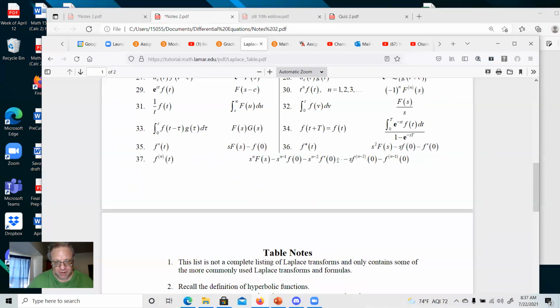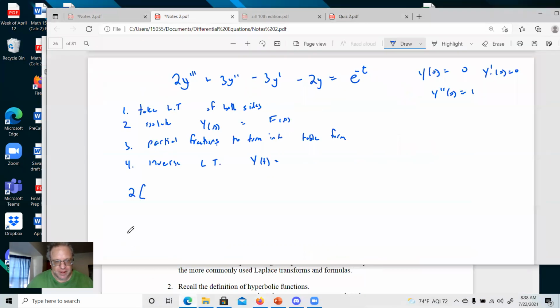So this is s to the n F of s minus s to the n minus 1. So we go down a power of s, and we start counting up our derivatives. So this is the basic function, first derivative, second derivative, third derivative, and so forth, with our powers of s counting down. So that's how we're going to do that.